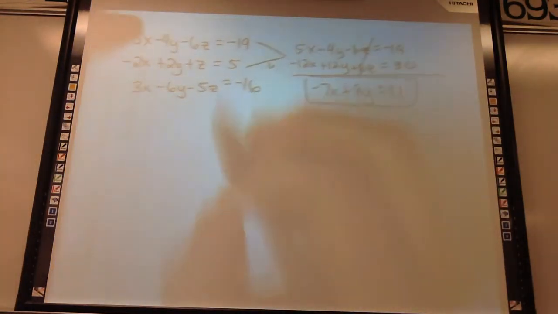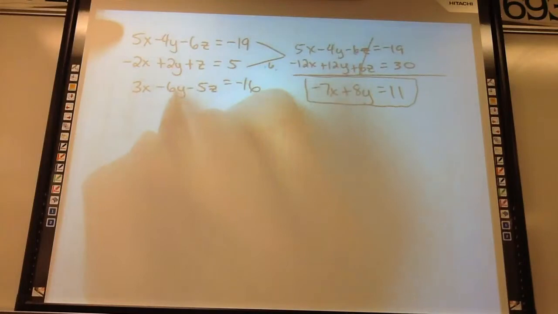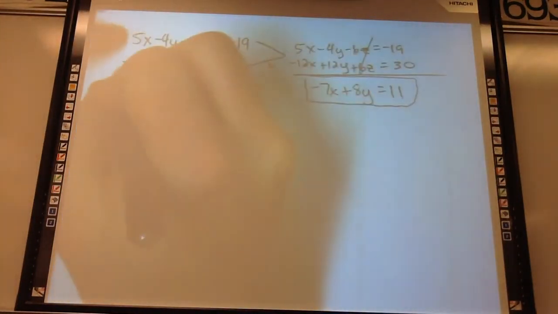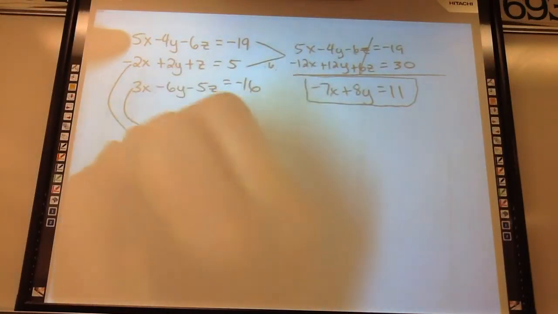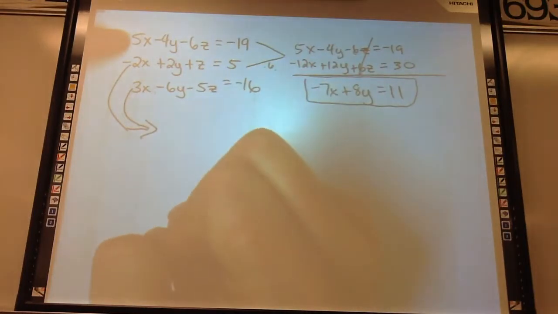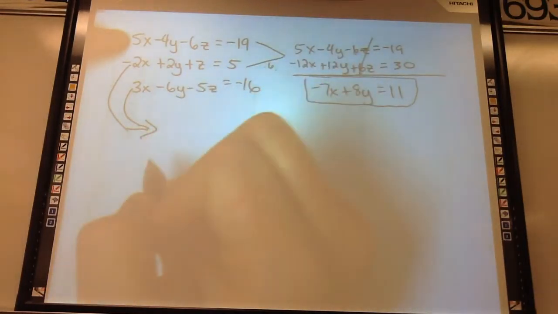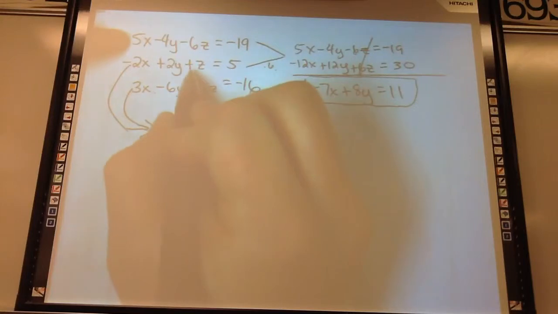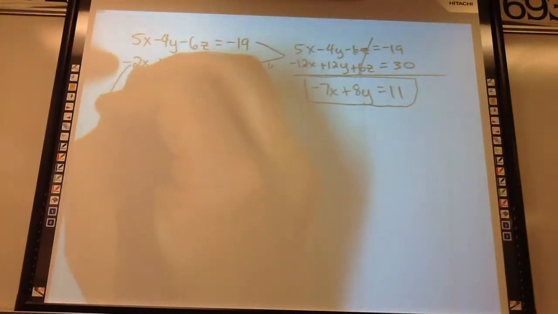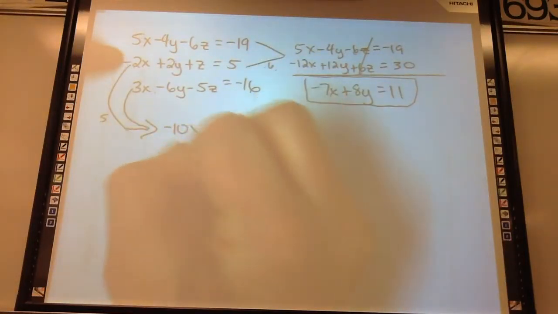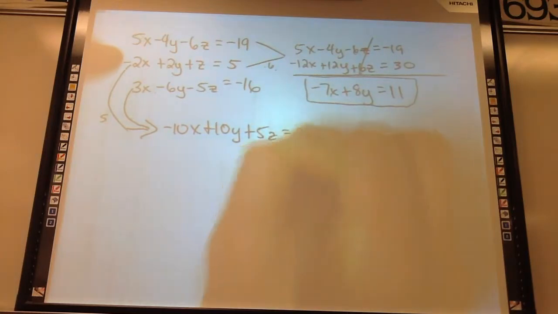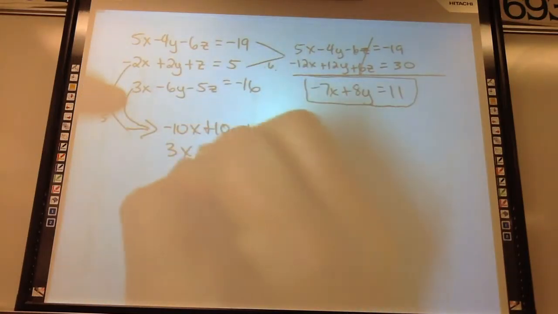So if we pick two different ones, how about the middle and the bottom? I don't want to do the top and the bottom because then the numbers will get big. Let's just do these two. Middle by negative 5, and multiply the top by 5. If you do negative 5, they'll both be negative. So 5 on that one. That'd be negative 10x plus 10y plus 5z equals 25. That one stays the same.